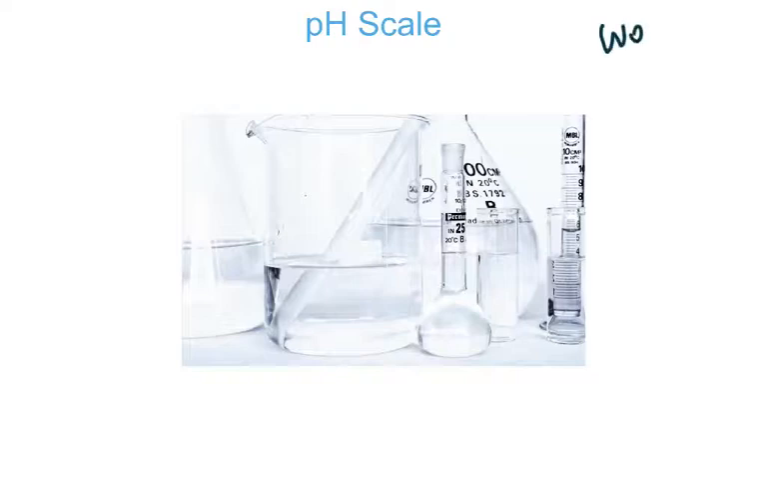Alright guys, welcome back to Underground Science, and in this video we'll go over a quick overview of the pH scale. So, the pH scale usually ranges from about 0 to 14.